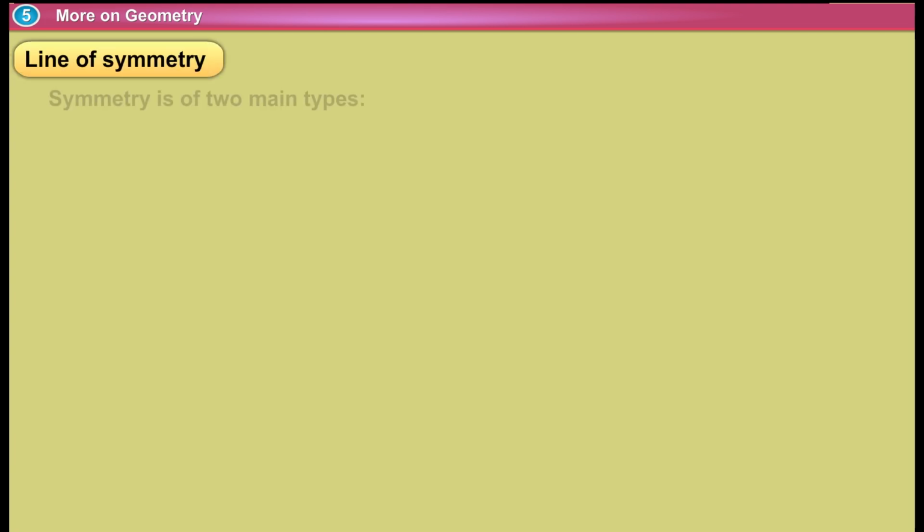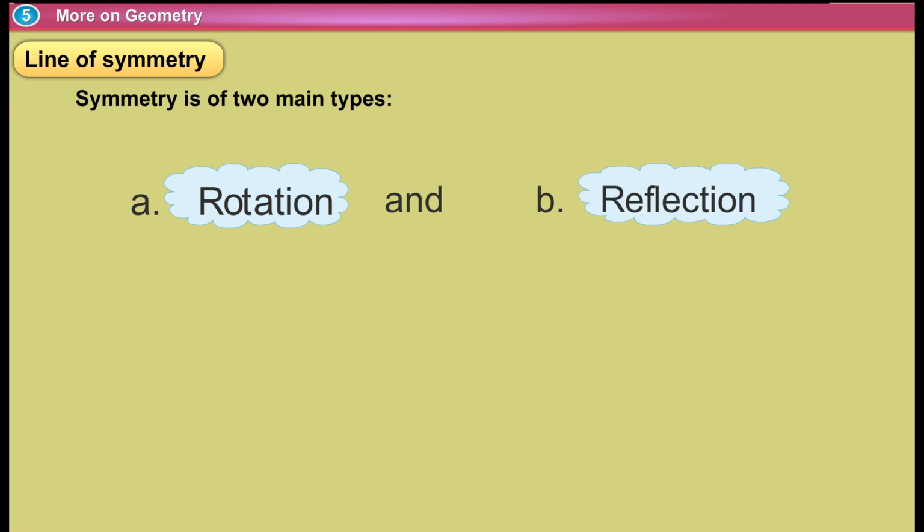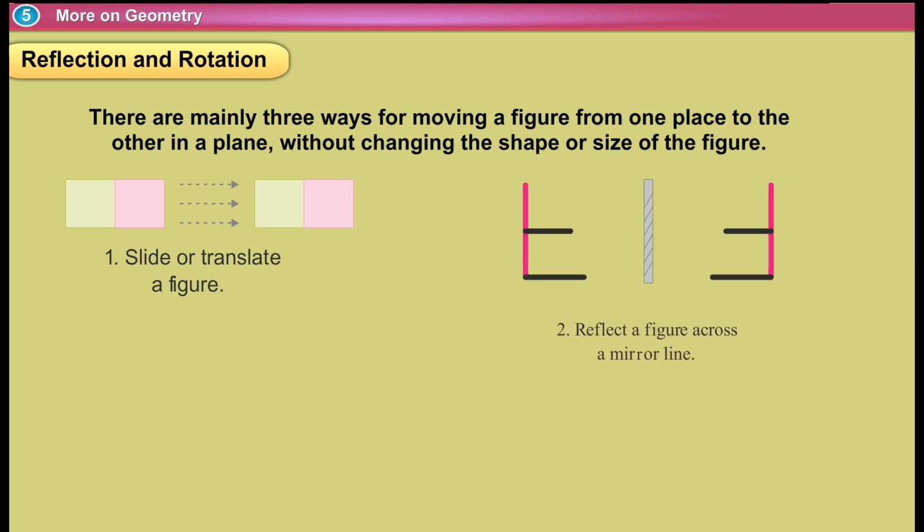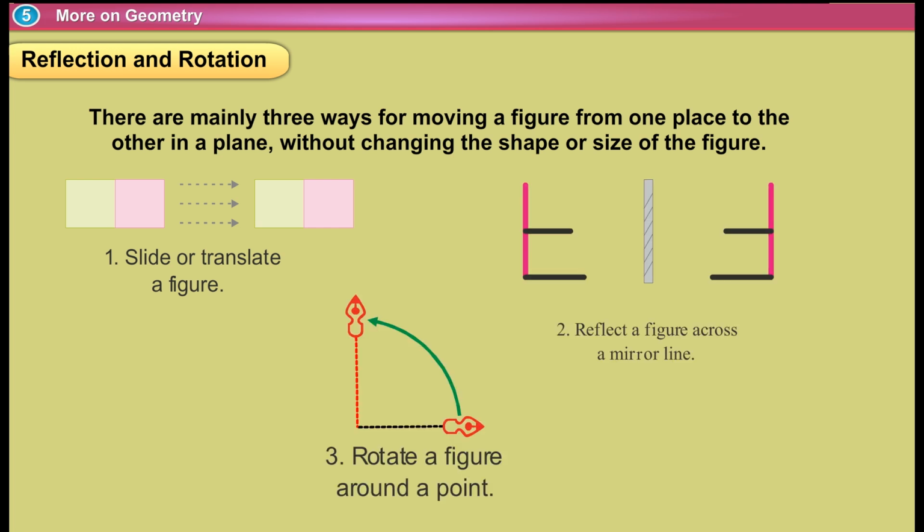Line of symmetry. Symmetry is of 2 main types, A. Rotation, and B. Reflection. Reflection and rotation. There are mainly 3 ways for moving a figure from one place to the other in a plane without changing the shape or size of the figure. 1. Slide or translate a figure. 2. Reflect a figure across a mirror line. 3. Rotate a figure around a point.